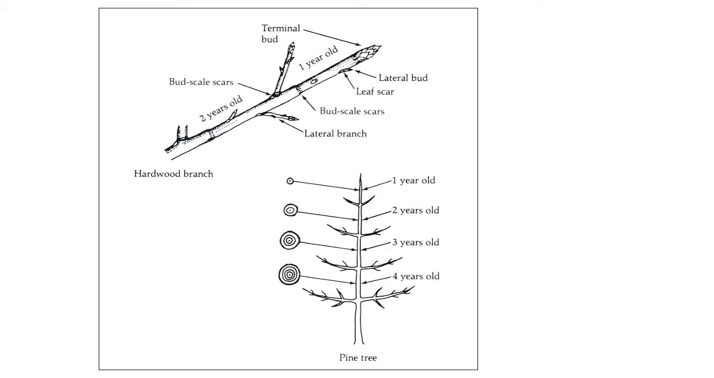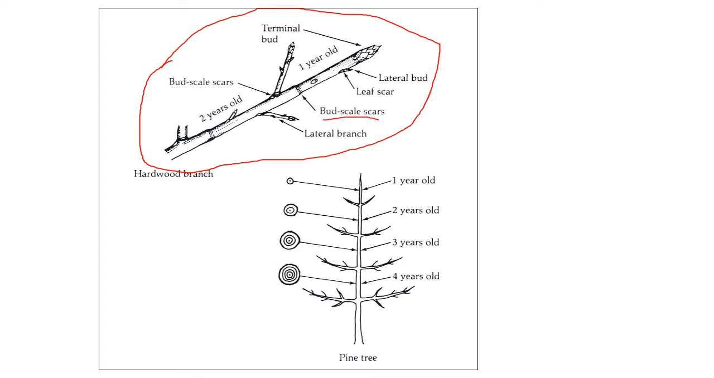Okay, so as I said, we looked at something like this in the last slide, right? So we have the terminal bud, and we have apical, axillary or lateral buds. We can see the leaf scars, the bud scale scars, and so on. This is what it looks like if you look at the main trunk of a tree, right? So again, we can count those nodes backwards.